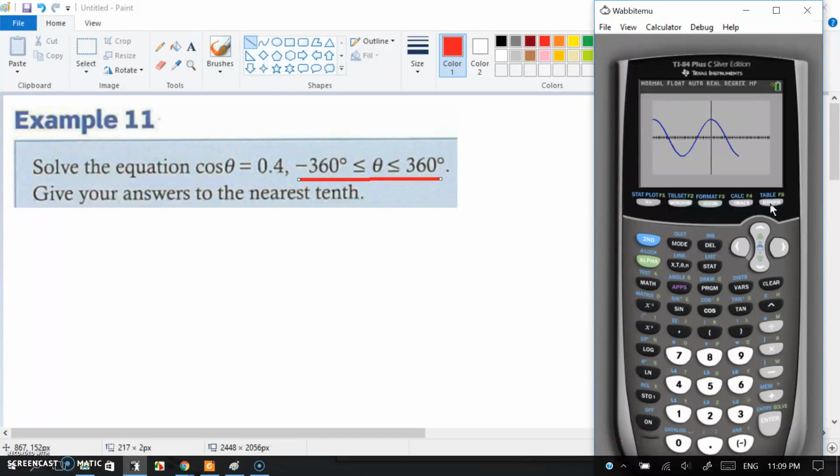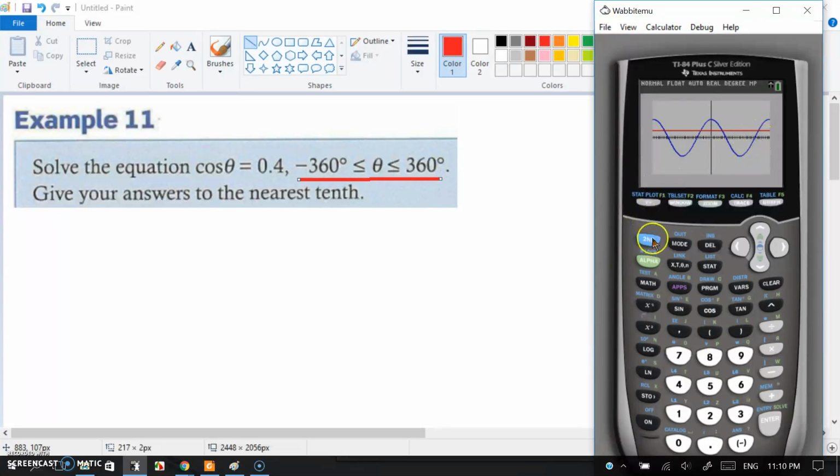The blue wave that we see right now is cosine theta, and they want us to find what angle will give us 0.4. So all we have to do is go back to my y equals, where I can insert the value of the equation, and I'm going to put 0.4 there. Now I will see a horizontal line. This is when cosine theta equals 0.4, and this, and this, and this. They're asking us, what's the angle at each of these points?